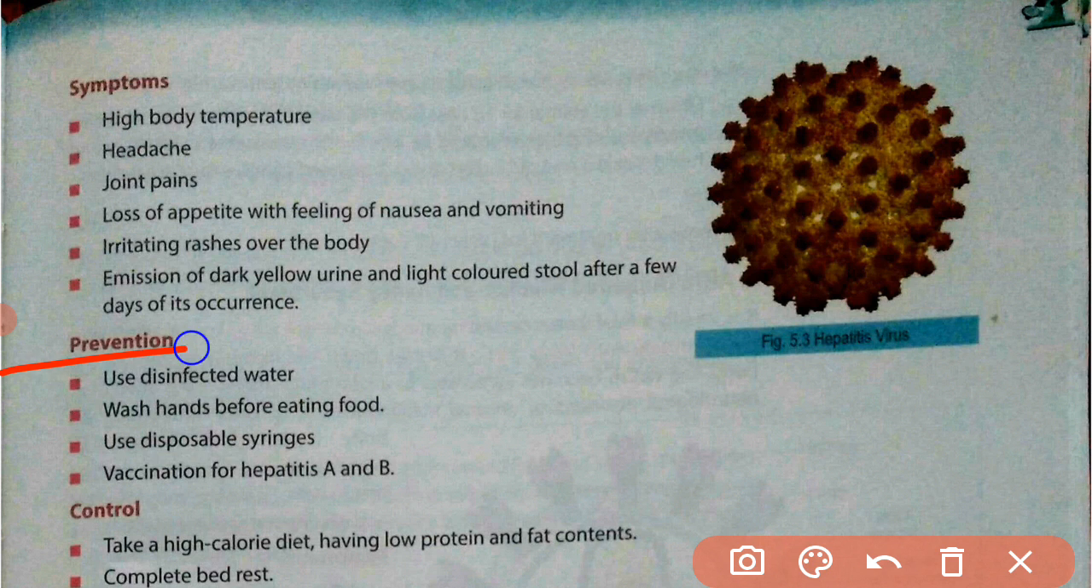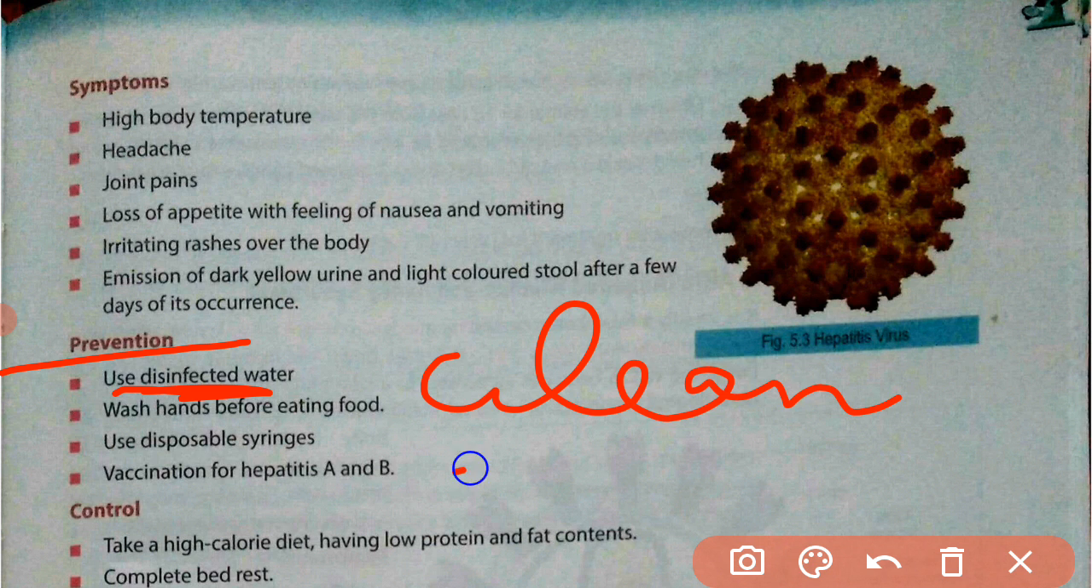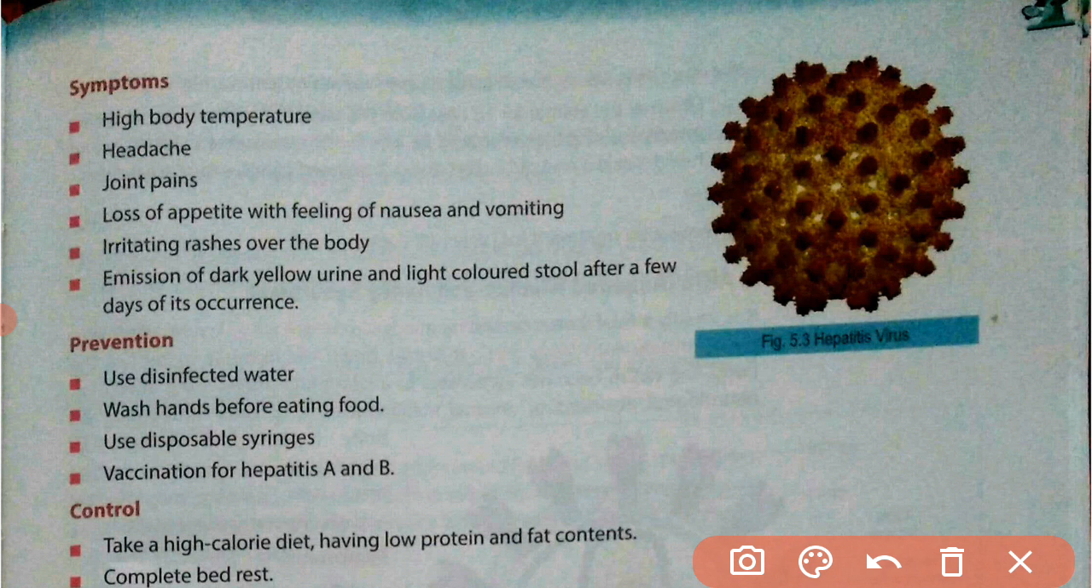Now, what are the preventions? How can we prevent this disease? The first method is to use disinfected water. Means use clean, neat and hygienic water. When the water is disinfected, all the germs and viruses will be killed, and that water will be safer to drink, because these viruses can live in water and cause the disease. So we should use neat and clean, uncontaminated water.